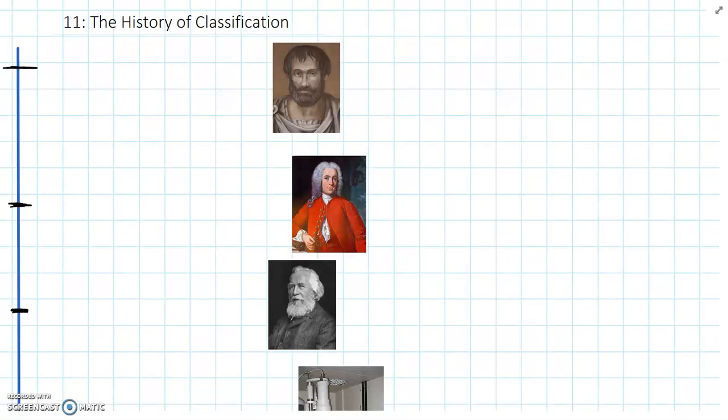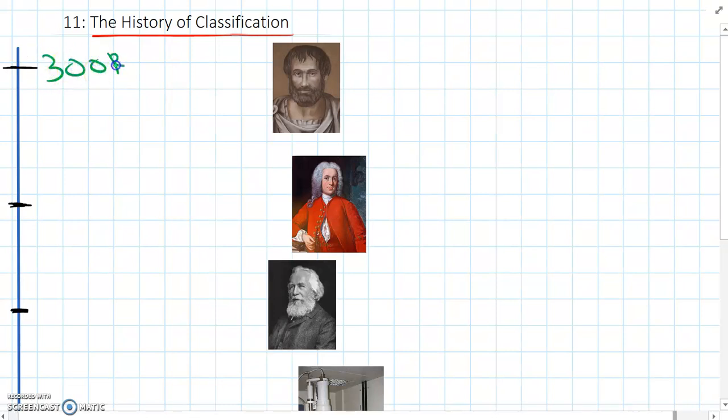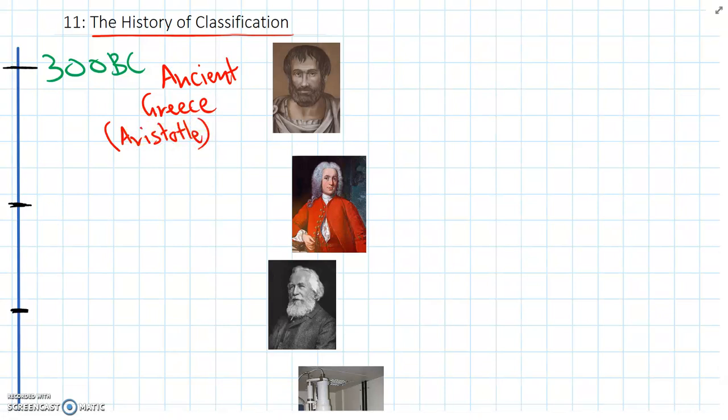We're now going to look at some of the history of classification, because humans have been classifying living things for hundreds of years, and the way that we do this classification has changed quite a lot over time. So we're going to start way back at about 300 BC, a couple of thousands of years ago, and this is in ancient Greece, where a famous Greek philosopher called Aristotle first started to classify living things.